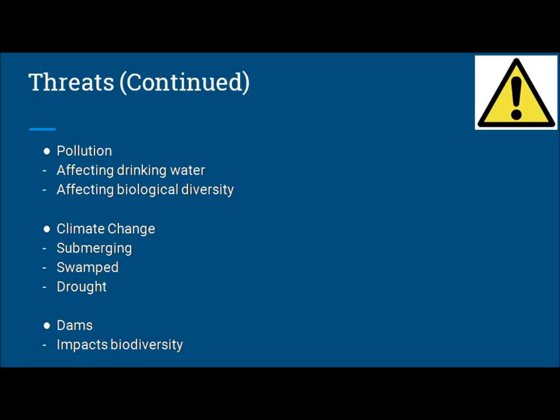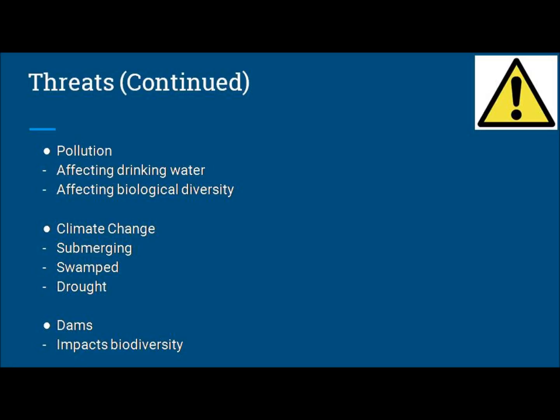Increasing temperatures within these environments are causing ice to melt and sea levels to rise, which in turn can lead to shallow wetlands becoming swamped and some species and trees to be submerged or drown. Yet, at the same time, some wetlands are becoming destroyed through drought.